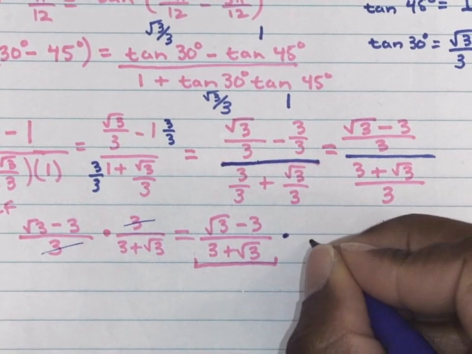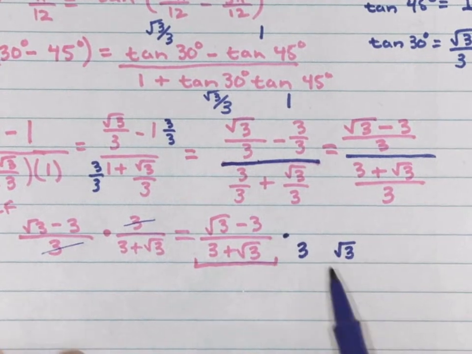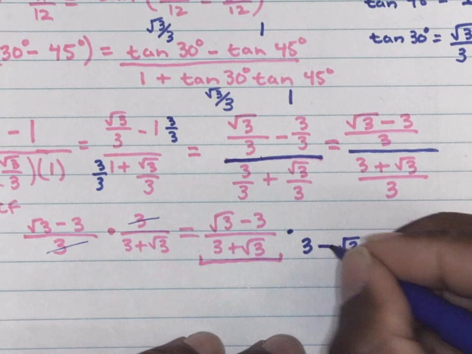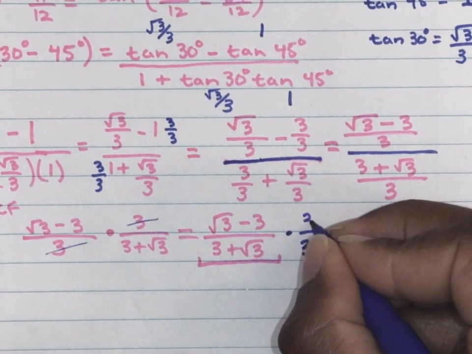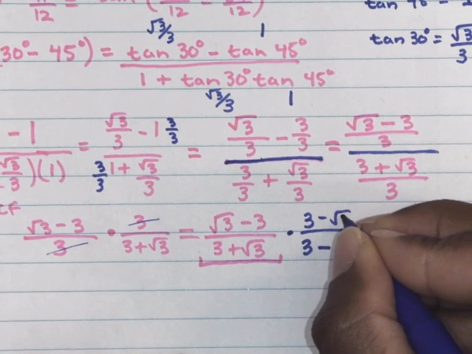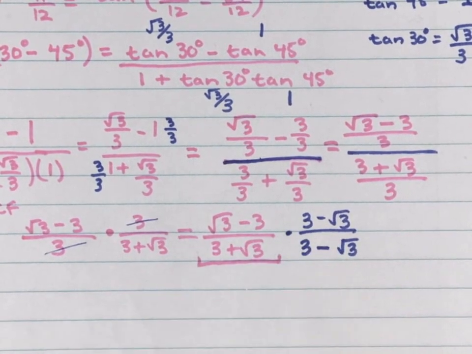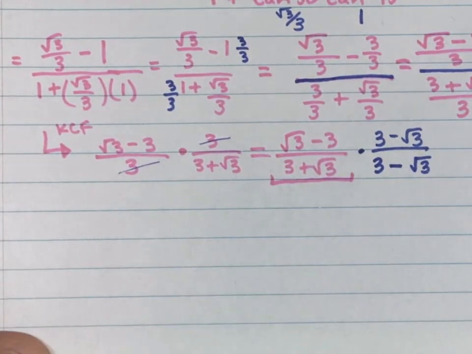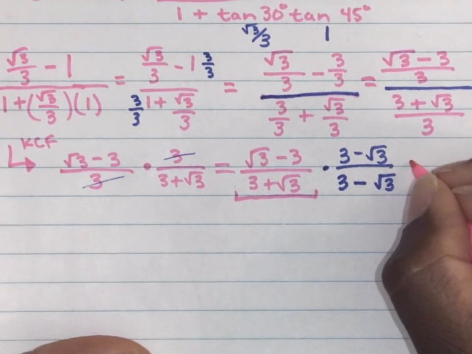So let's multiply by the conjugate of the bottom. We got 3 and the square root of 3. Those are my two terms. To get the conjugate of the bottom, we just change the sign. So instead of addition, we're going to make it subtraction. If I do it on the bottom, I've also got to do it on the top. And so essentially, I'm just multiplying by 1 because that's what this simplifies to. And let's FOIL it.